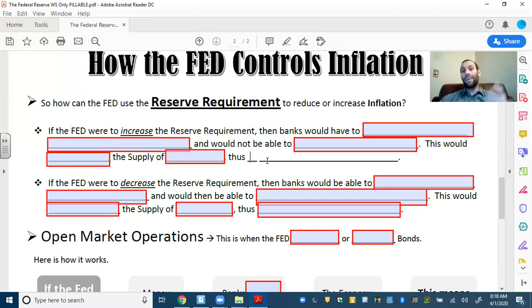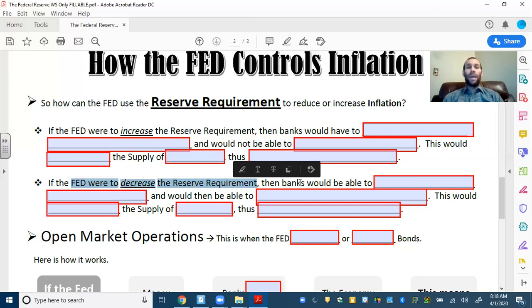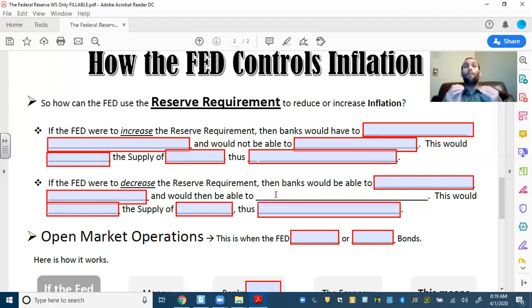Now, on the other hand, and I bet if you understood that, the next part you can do on your own. So think about it. If the Fed were to decrease the reserve requirement, then banks would be able to loan more money out. So if they decrease the reserve requirement, banks would be able to hold on to less money, and would then be able to loan more out.